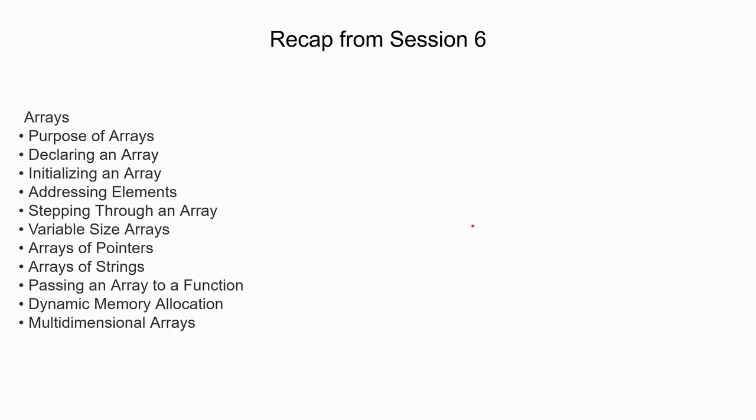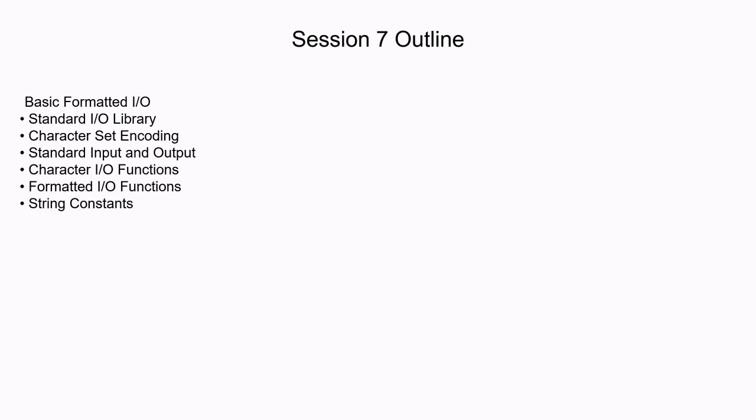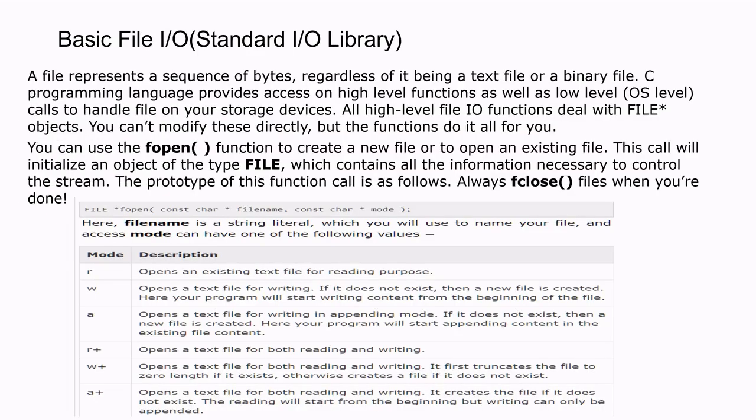Quick recap from last time. We went over arrays and the details surrounding them, initializing them, stepping through them, passing them as arguments to functions, etc. This time we'll be going over file I/O, standard I/O, a brief note about character encodings, and we'll be demystifying the printf function that I've been using this whole time.